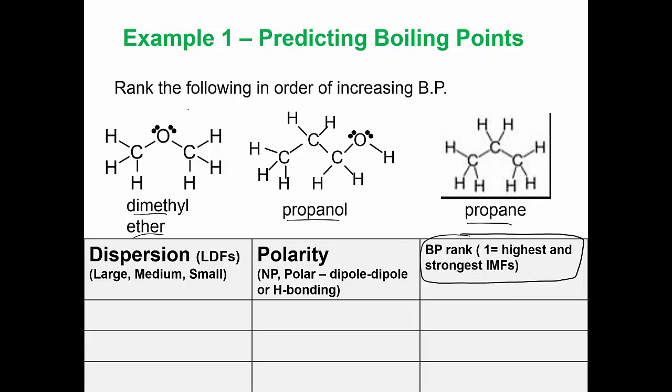Okay, so first of all, I'm going to write these in a condensed formula so it's easier to count electrons. And then this one is CH3, CH2, CH2OH. This one is C3H8.